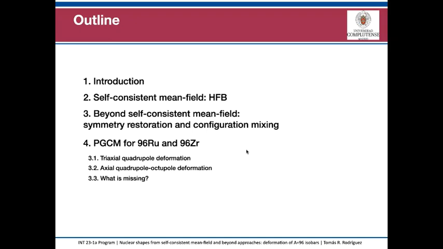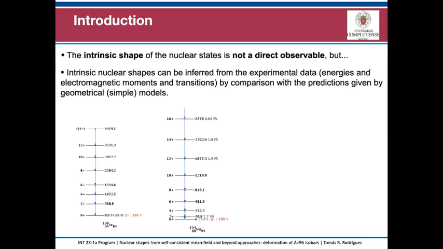And then I will talk about the results for this projected generator coordinate method for ruthenium 96 and zirconium 96 with two approaches. First, including triaxial quadrupole deformation, and the second approach is the calculation including axial quadrupole and octupole deformation. Good. This is something that was probably already commented on during this workshop and program.